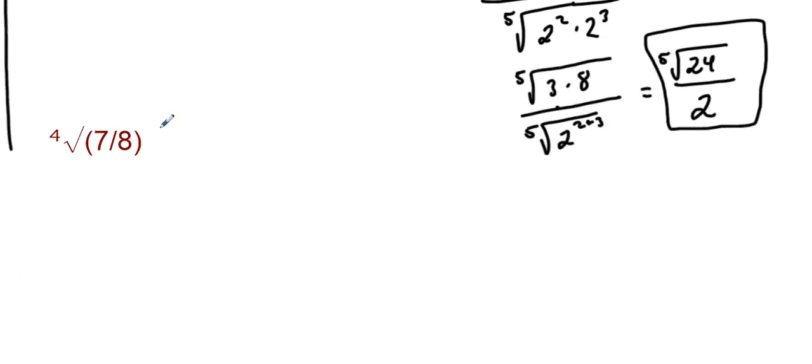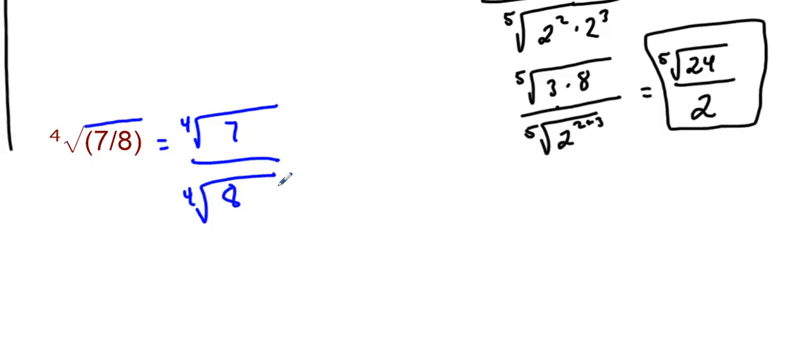Let's try this one. All right. So what we have is the fourth root now. So I'm going to write this out, and I'm going to separate this: the fourth root of 7 over the fourth root of 8. Now from here, this is the fourth root of 7, and I want to get the radical out of the denominator. So what is 8? 8 is 2 cubed.